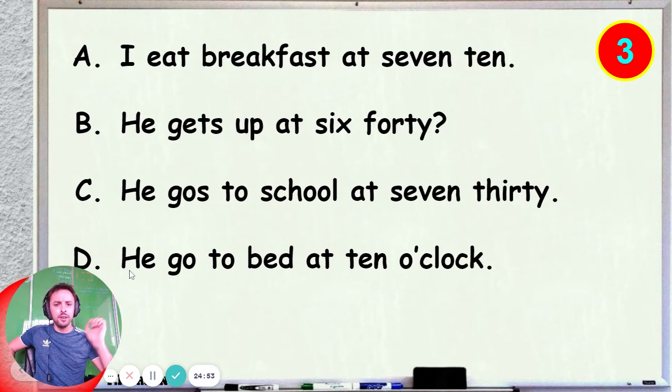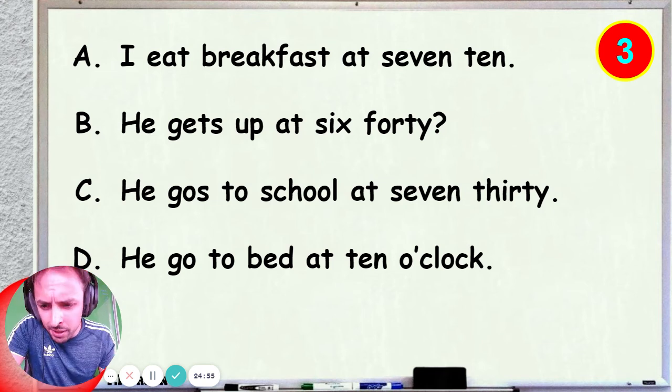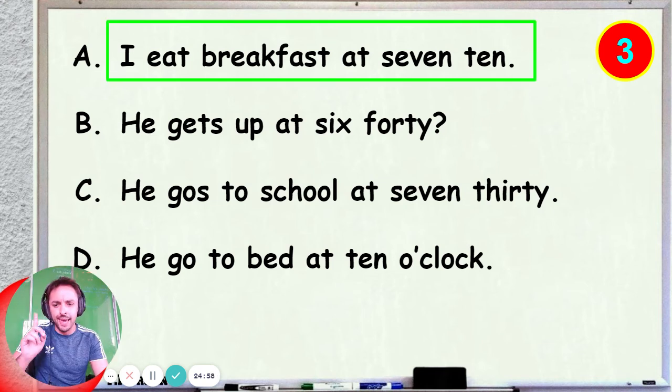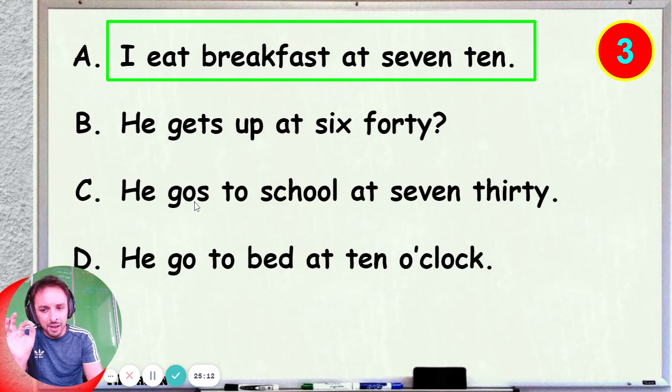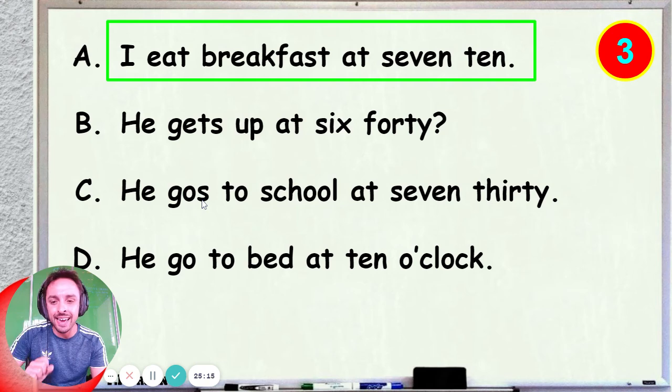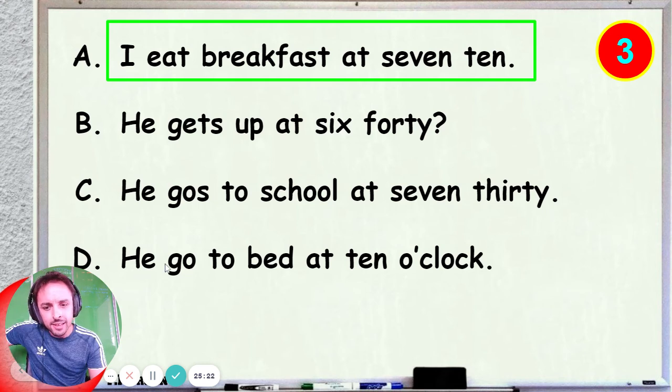Okay, that's 2. Number 3, what is the answer? A, B, C, or D? It was A. I eat breakfast at 7:10. He gets up at 6:40. Not a question, not a question mark. Full stop. He goes to school. Remember, if it ends in an O, you don't add S, you add ES. He goes with an ES, not he go, he goes with an ES.